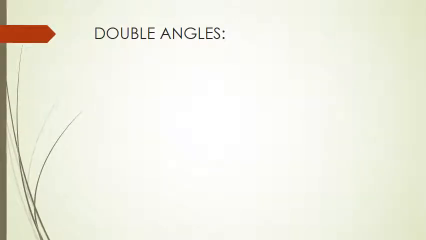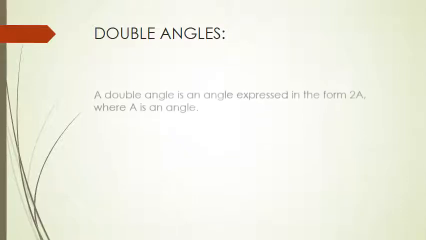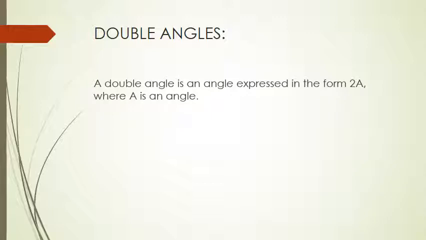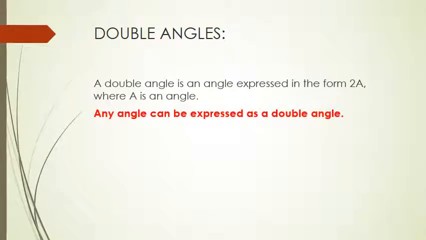First of all, what are double angles? A double angle is an angle expressed in the form 2a, where a is an angle. It is important to note that any angle can be expressed as a double angle. For example, 50 degrees can be expressed as 2 times 25 degrees, which is double 25.